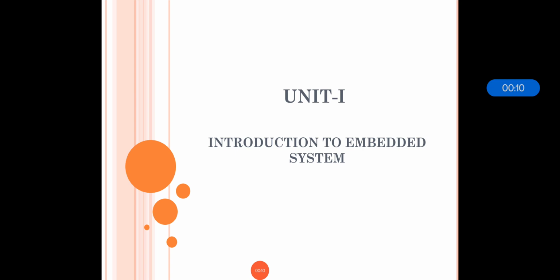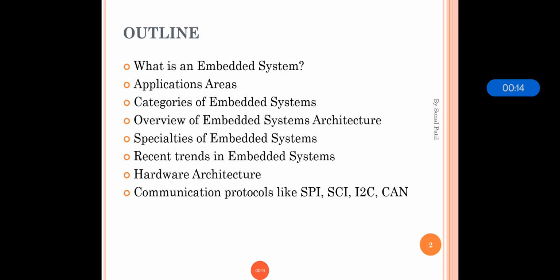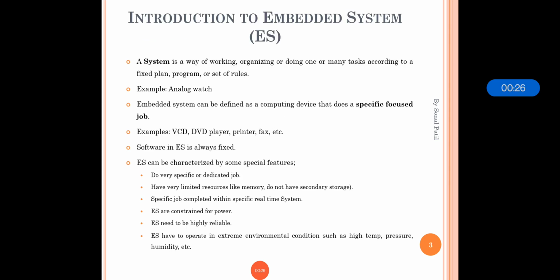So starting with the first unit which we are going to revise, that is the introduction to embedded system. In that we will see the embedded system, application areas, categories, overview of embedded system architecture, the specialities, recent trends, hardware architecture and the communication protocols.